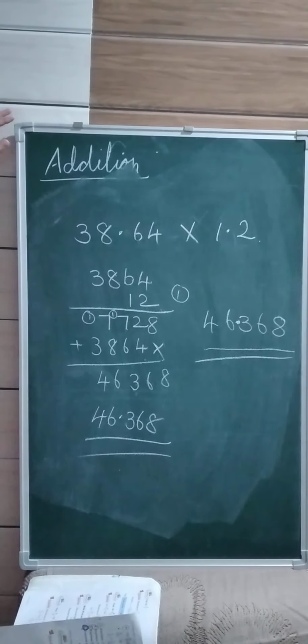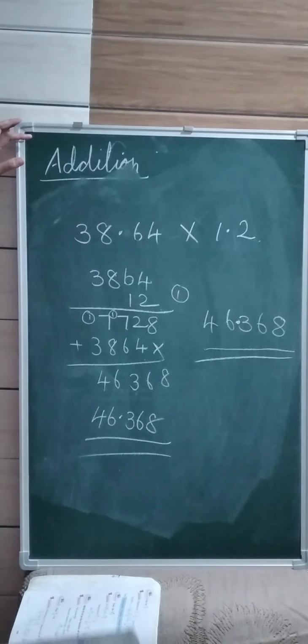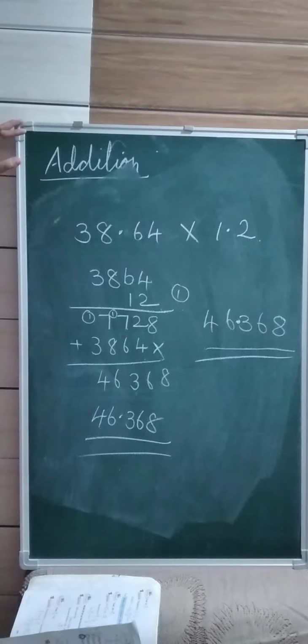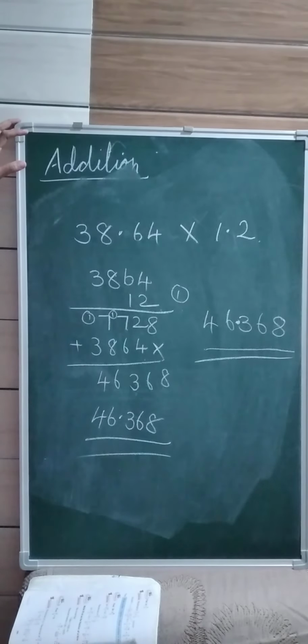Okay children, it's easy. Multiplication in the normal process we can do. After that, count the decimal digits in total. That many decimal digits we can put in the answer also. Okay children, now the division.